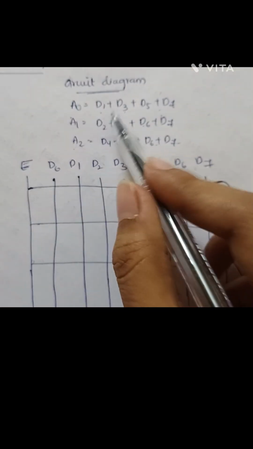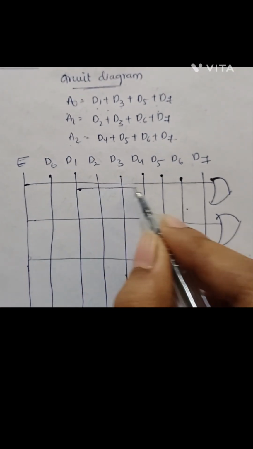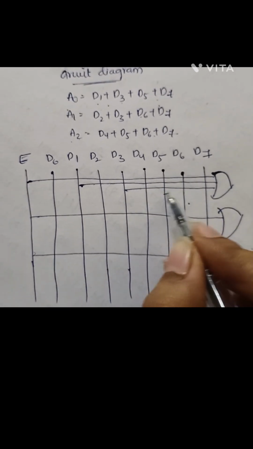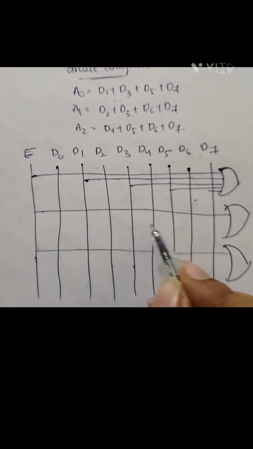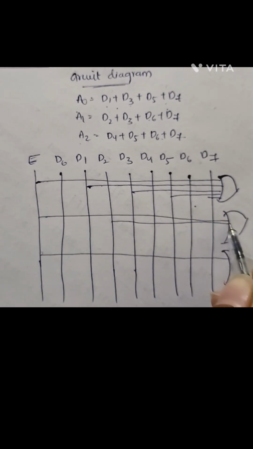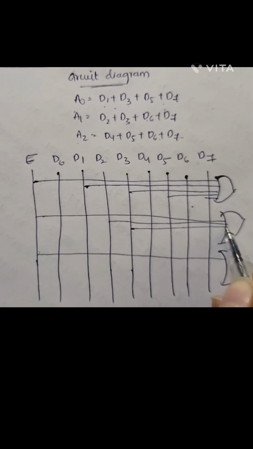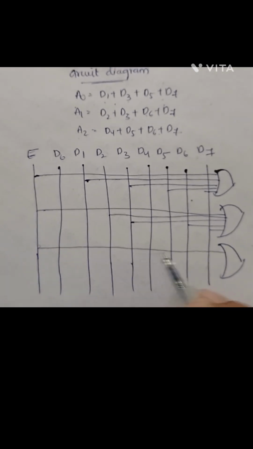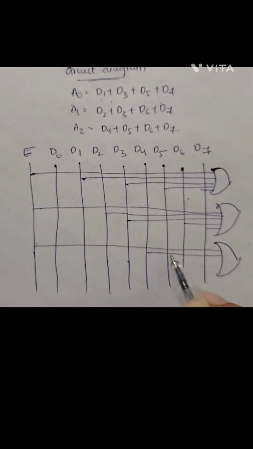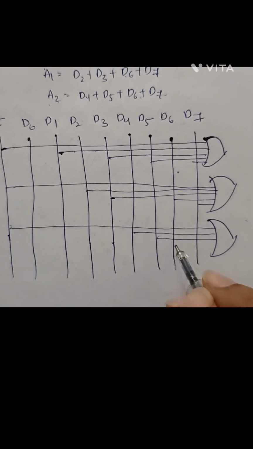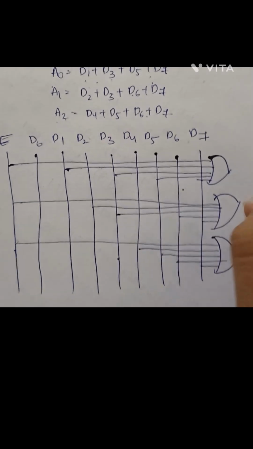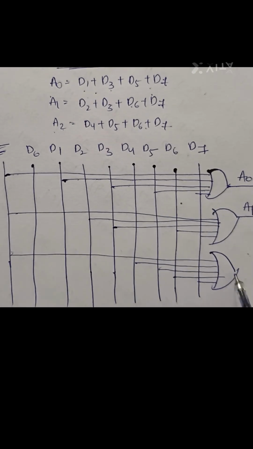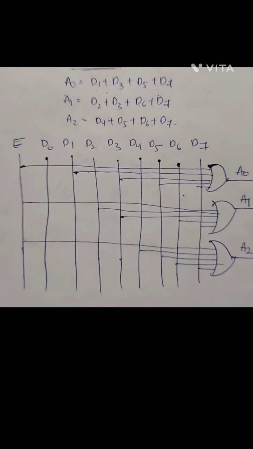Now for A0, D1 is given as input, D3, D5 and D7. For A1, D2 is given as input, D3, D6 and D7. For A2, D4, D5, D6 and D7 are given as input. When these are summed, we get A0, A1 and A2 respectively as the outputs.